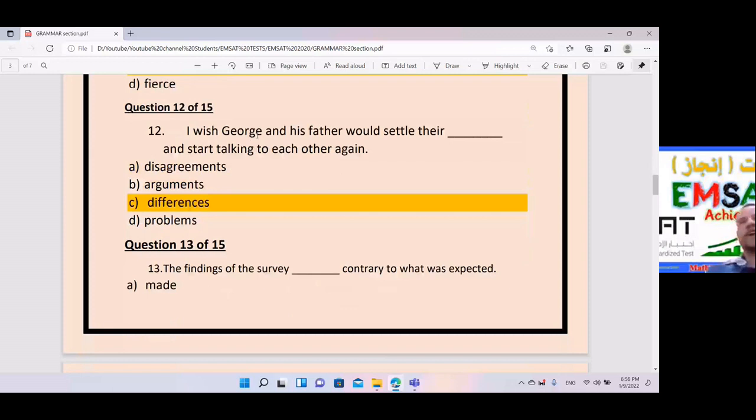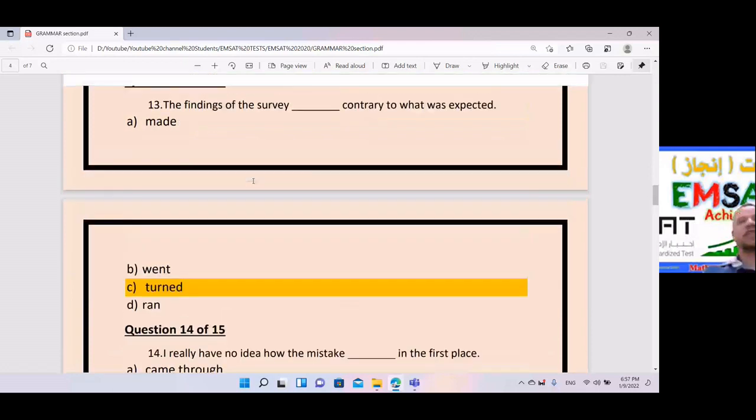Question 12: I wish George and his father would settle their differences and start talking to each other again. When you look at the last part of the sentence, it's about talking, negotiation. They are argumentative with each other. I wish George and his father, they have differences now. Settle is not arguments. When they start an argument, it's a start. Finish, you settle the conversation now. You are having an opinion together now in common. So settle differences between each other and start talking to each other again.